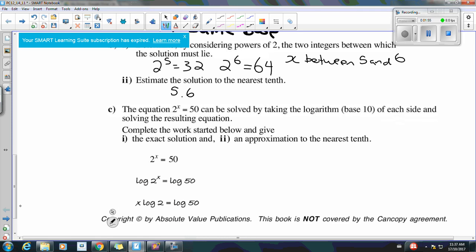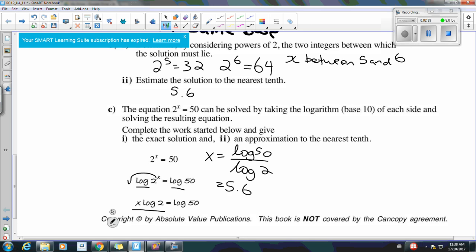Now, the equation 2 to the power of x can be solved by taking the logarithm of each side and solving the resulting equation. So one way to solve this equation, just like we can do anything in math, if we do something to one side and we do it to the other, that is mathematically sound. So we can do the exact same thing with logarithms. If we take the log of both sides here, usually we use base 10, but really you could use any base. Then we use our power law to bring the x out front. So now we have x times log 2 equals log 50. If we divide both sides by log 2, we get x equals log 50 over log 2. And when we punch this in, we do get 5.6.